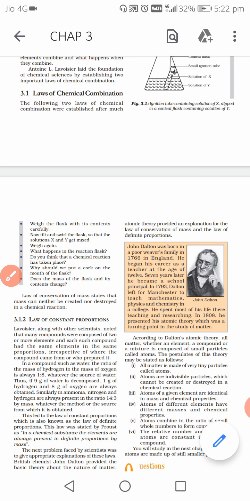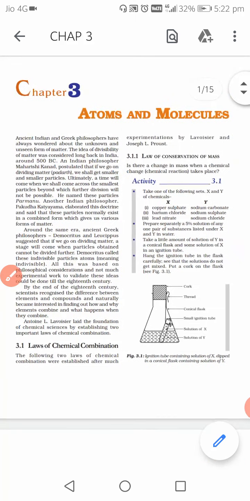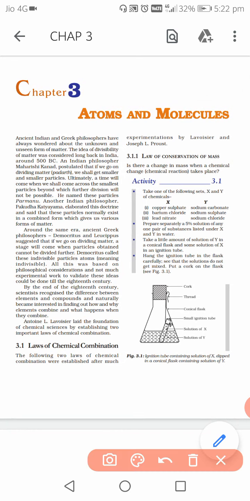law of conservation of mass. Suppose in this container or conical flask we have taken two things. One is X, the other one is Y. Now X can be anything out of these three compounds: copper sulfate, barium chloride or lead nitrate. And Y means we can take any one from these three: sodium carbonate, sodium sulfate or sodium chloride.